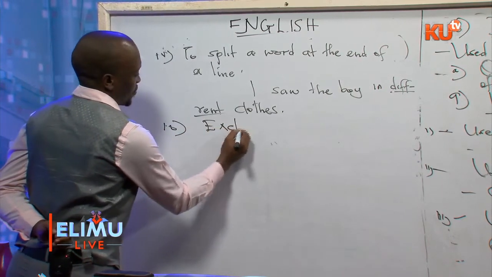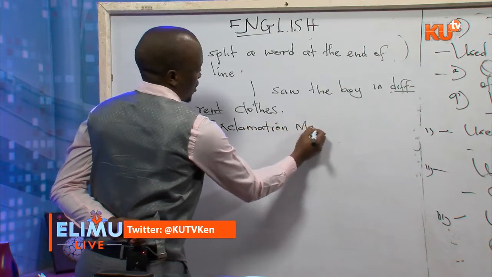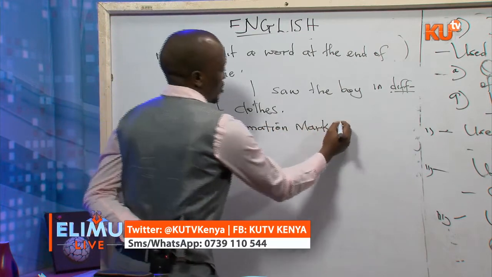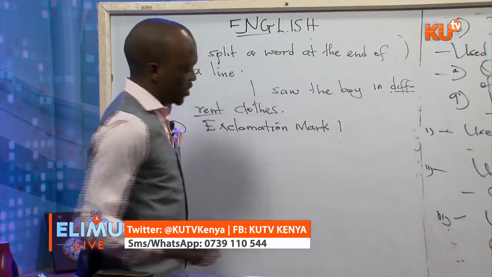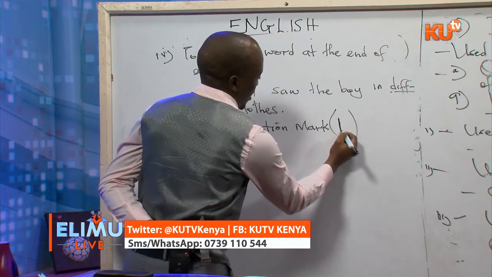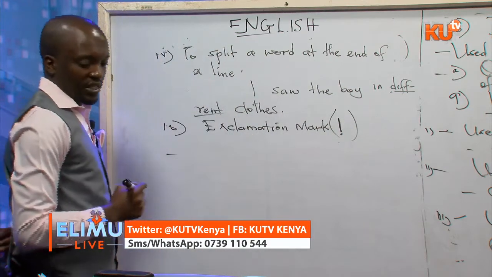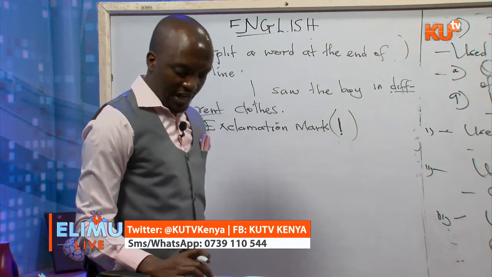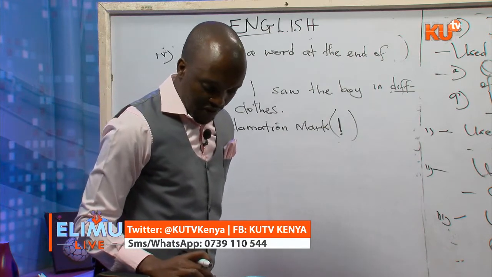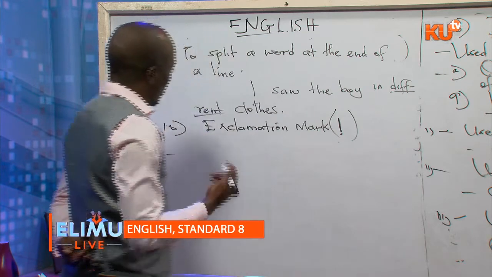The second last one is the exclamation mark, and the exclamation mark is here. The first use of exclamation marks is to show feelings, or to express emotions.